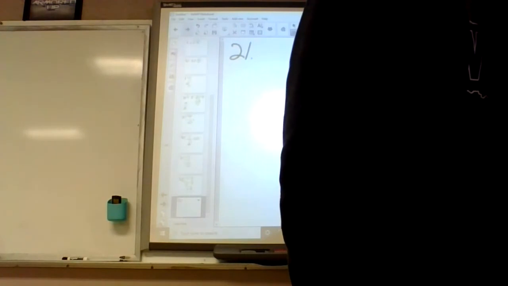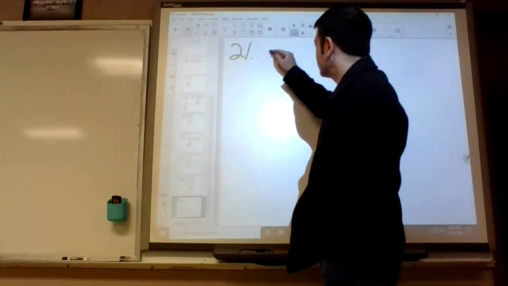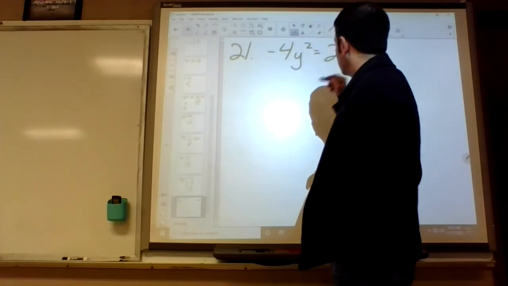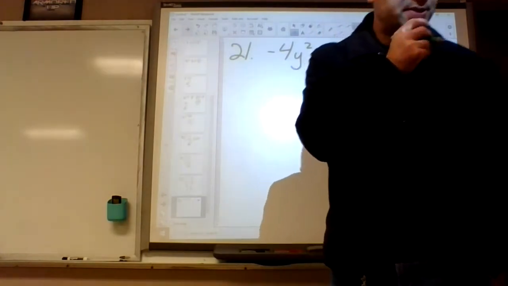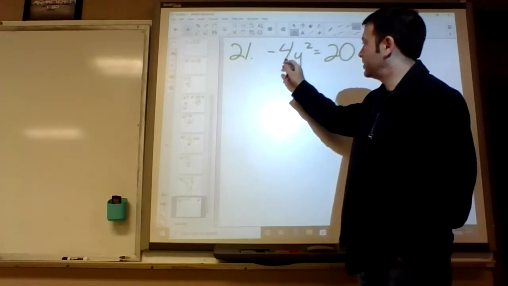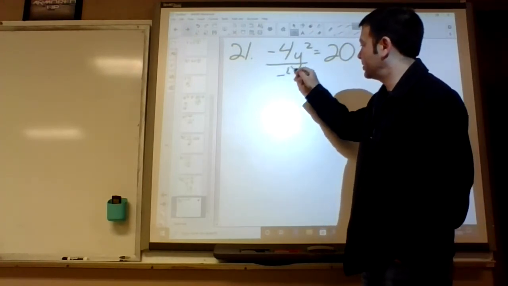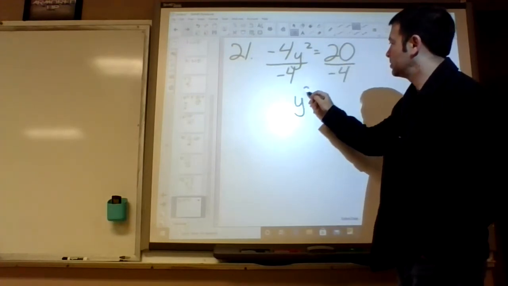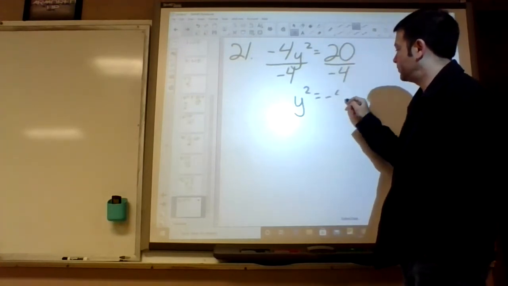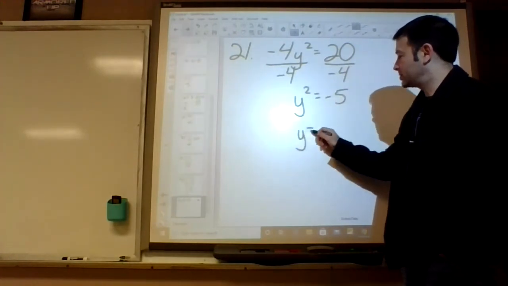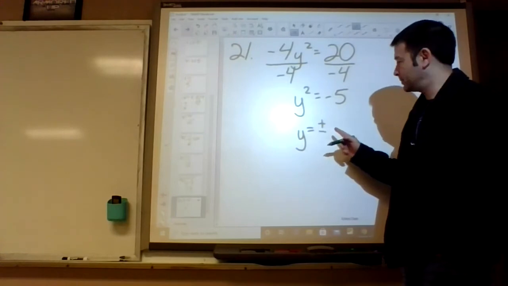21: negative 4y squared equals 20. Okay, so we're trying to get y by itself. So I gotta get rid of the negative 4. It's multiplied to y squared, so I'm going to divide it. 20 divided by negative 4 is negative 5. Take the square root of both sides. Remember, it can be positive or negative.